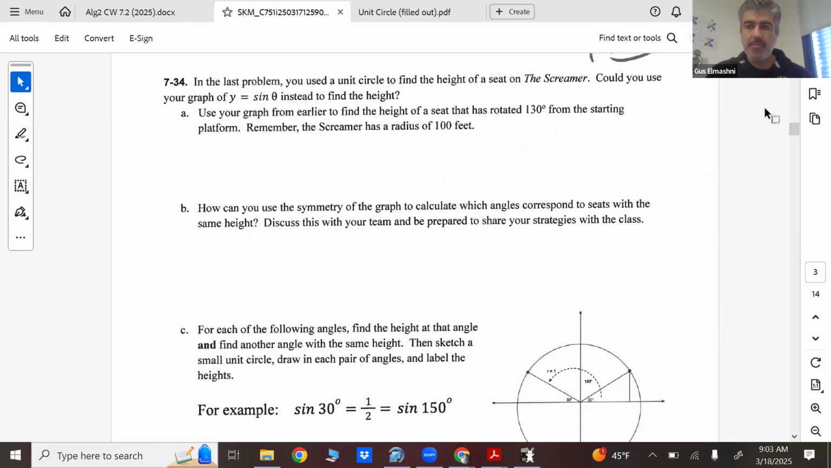Okay. So let's say, for example, you want to use your graph from earlier to find the height of the seat that's rotating 130 degrees. Okay, so let's work that out. So 130 degrees will look like this, right? So tell me when I should stop when I travel 130. Around here, yeah, that makes sense, right? That's 130 degrees.